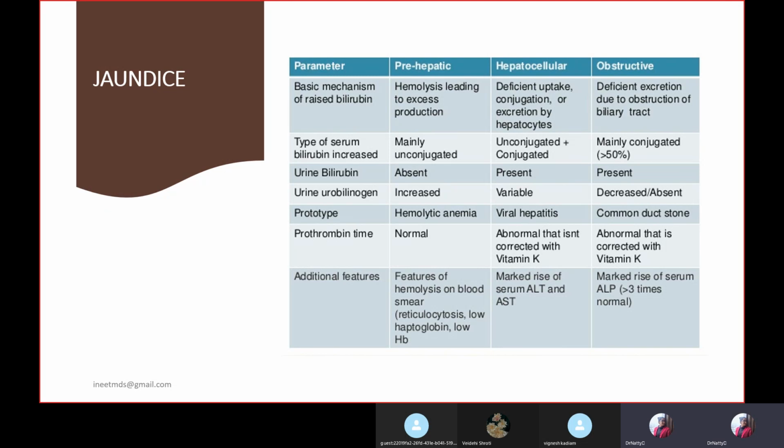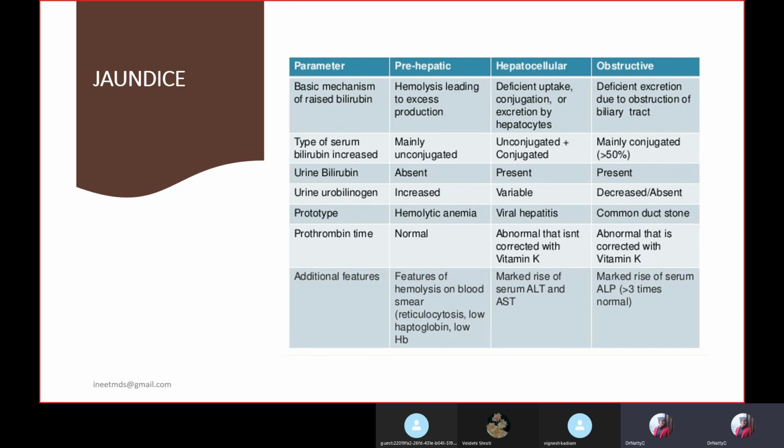Then if the problem is at the liver, that is hepatocellular jaundice. So if the problem is at the liver, you will have some amount of unconjugated and some amount of conjugated bilirubin. Whereas there is another group of jaundice called obstructive jaundice, which means there is no problem at the hemolysis level. So the bilirubin is normally formed. There is no problem with the blood. So the normally formed bilirubin goes to the liver. The liver is also having no problem, so it undergoes normal conjugation.